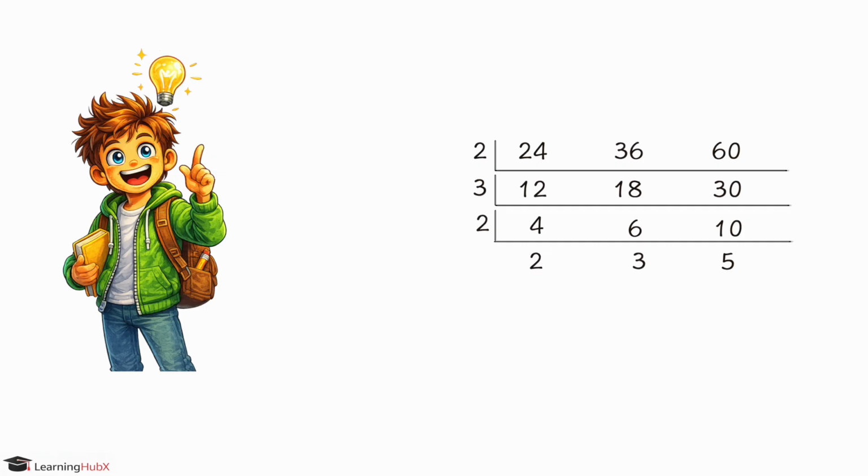So we stop. Multiply the common divisors, which is all the numbers on the left. 2 times 2 times 3 equals 12. So the HCF is 12. In the ladder method, we divide by numbers that divide all values at the same time. Then we multiply those common divisors.